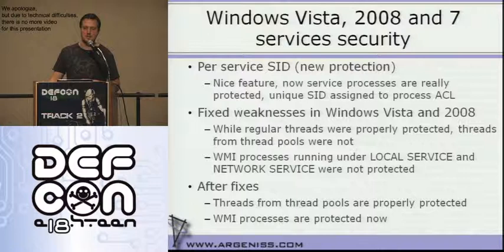Another issue was, I think I already said that, Windows Management Instrumentation processes that run on the network service, local service, and system accounts were not protected by a proper ACL. And these processes impersonate the system account. So any other process running under the same account can access these processes, steal the token, and elevate privileges. The fix that Microsoft made was to properly protect the threads from the thread pools with a proper ACL, and also the same for the Windows Management Instrumentation processes.